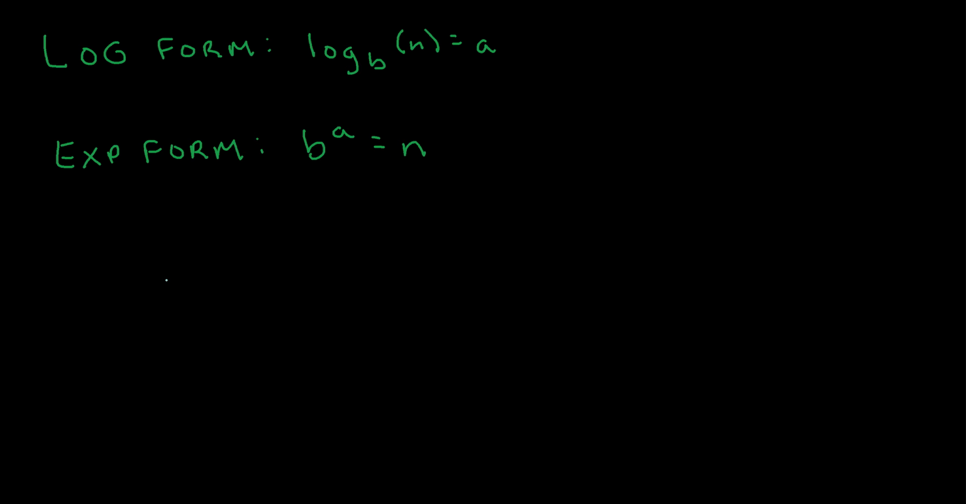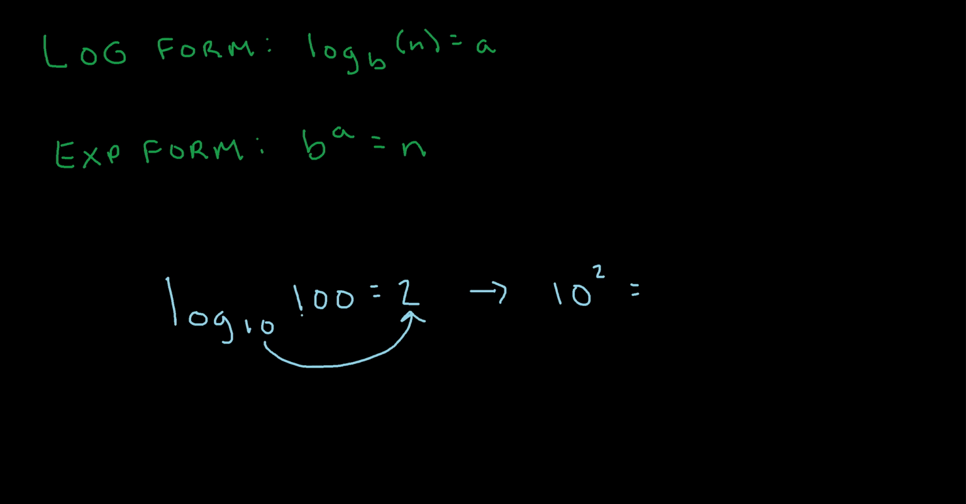Let's say we have log base 10 of 100 is equal to 2. This is currently written in logarithmic form. So how can we write this expression in exponential form? Well, we would start with the base, 10, to the power of whatever we have on our right-hand side. So 10 to the power of 2 is equal to whatever we have on our left-hand side, this 100.